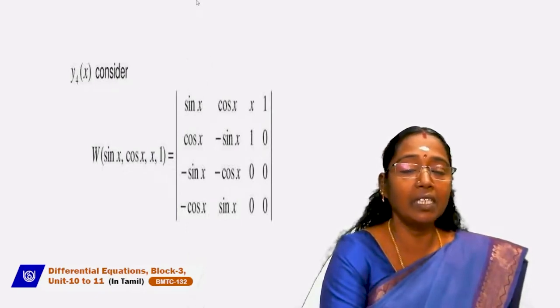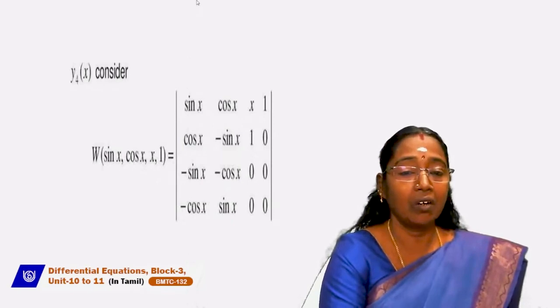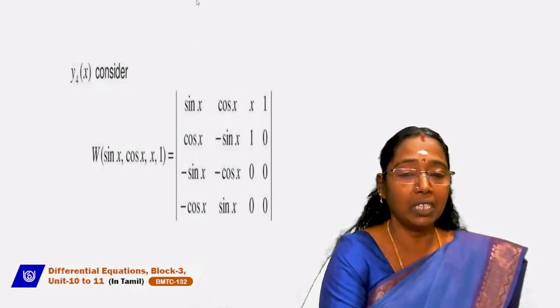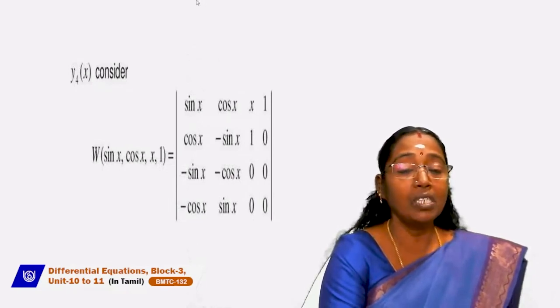And then you have to write the derivatives: for sin x, cos x; for cos x, minus sin x; x will be differentiated as 1; and the derivative of 1 will be equal to 0. Then again, for the third row, you have to find the derivative: cos x gives minus sin x, minus sin x gives minus cos x, 1 differentiates to 0, 0 as 0.